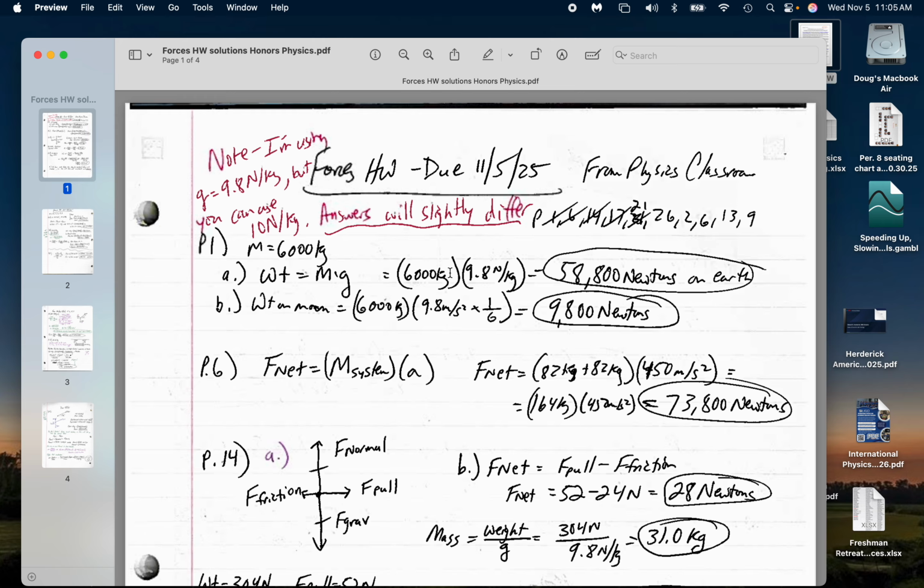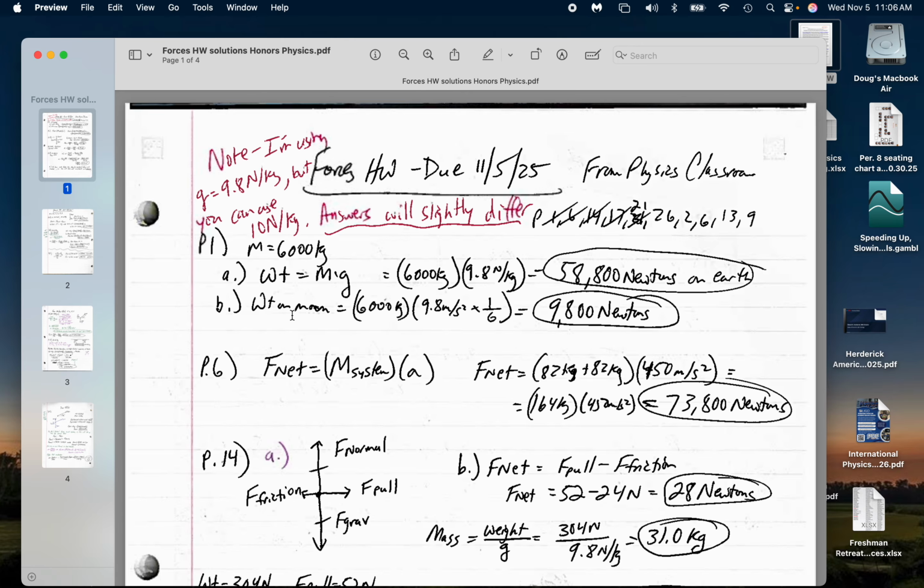Not all objects have the same force on Earth. They have the same gravitational field strength, which is around 9.8 or 10 newtons per kilogram. I noted up here, I'm using 9.8 newtons per kilogram, but you certainly can use 10. Just make sure you show me in your work.